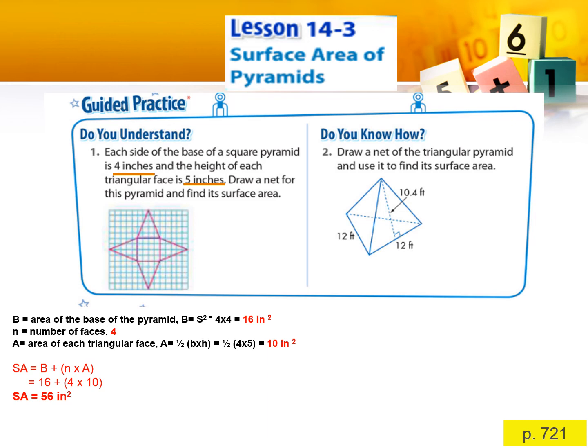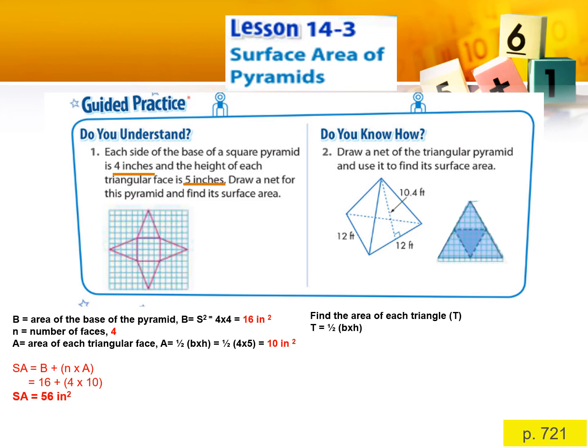Now let's have given number 2. In given number 2, it says, draw a net of the triangular pyramid and use it to find its surface area. So, here's the answer. It's time now for us to find its surface area. So, the given is a triangular pyramid. So, first we will get the area of one triangle.